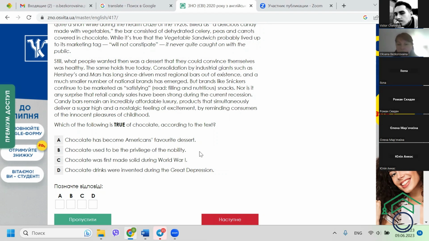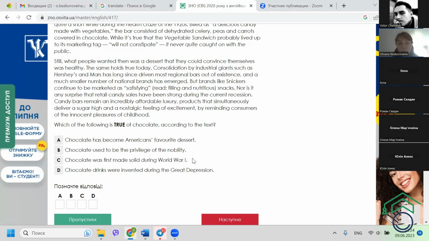Це якесь значення. Знатні, заможні люди, багаті люди, наділені владою. Так. Chocolate was first made during World War I. During World War... До речі, числівник World War, а далі? One. First. Правильно, first і ще й the first. Перед порядковими числівниками вживаємо артикль the.